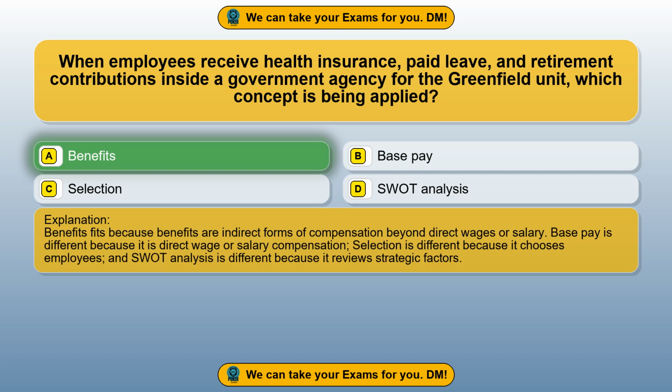Benefits fits because benefits are indirect forms of compensation beyond direct wages or salary. Base pay is different because it is direct wage or salary compensation. Selection is different because it chooses employees, and SWOT analysis is different because it reviews strategic factors.